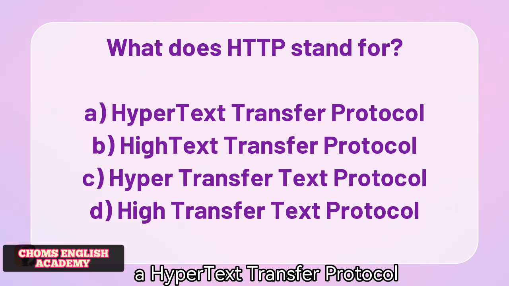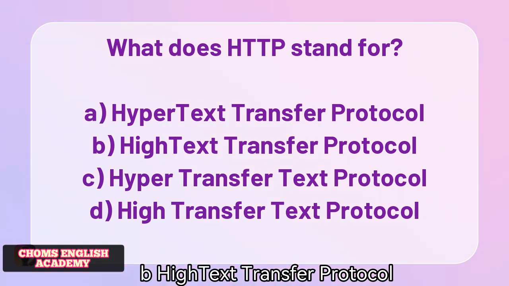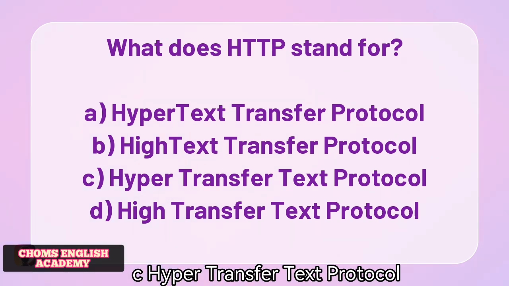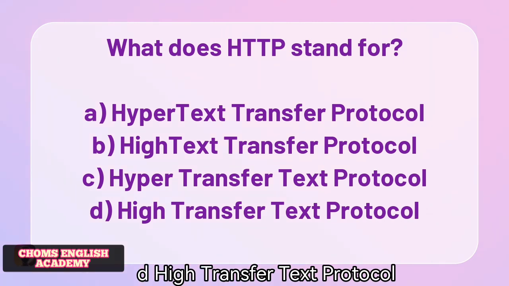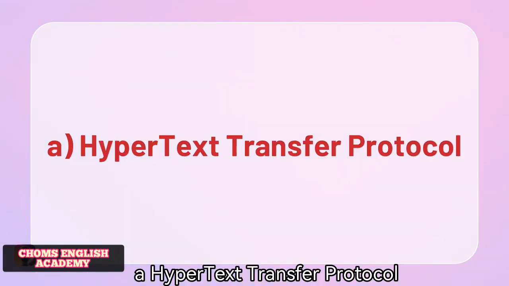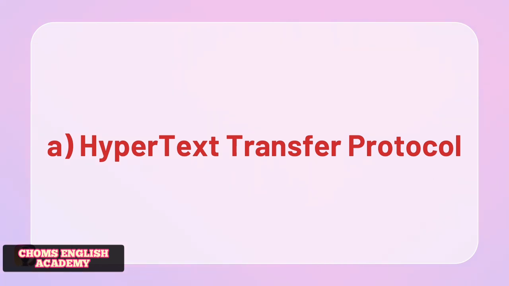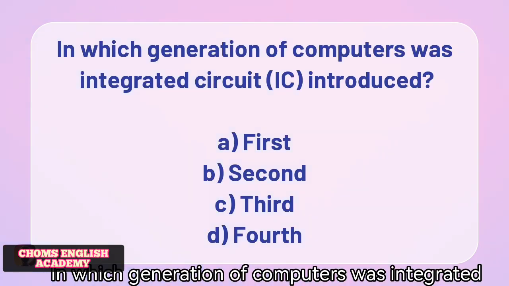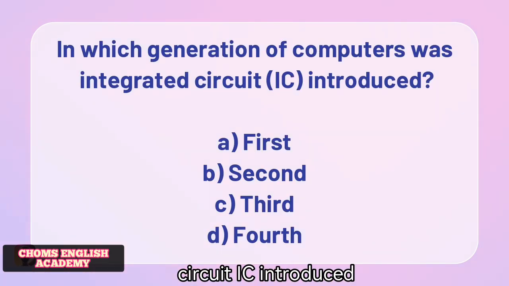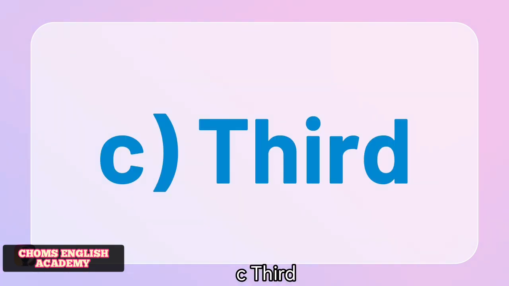A. Hypertext Transfer Protocol. B. High Text Transfer Protocol. C. Hypertransfer Text Protocol. D. High Transfer Text Protocol. Answer. A. Hypertext Transfer Protocol. In which generation of computers was integrated circuit (IC) introduced? A. First. B. Second. C. Third. D. Fourth. Answer. C.